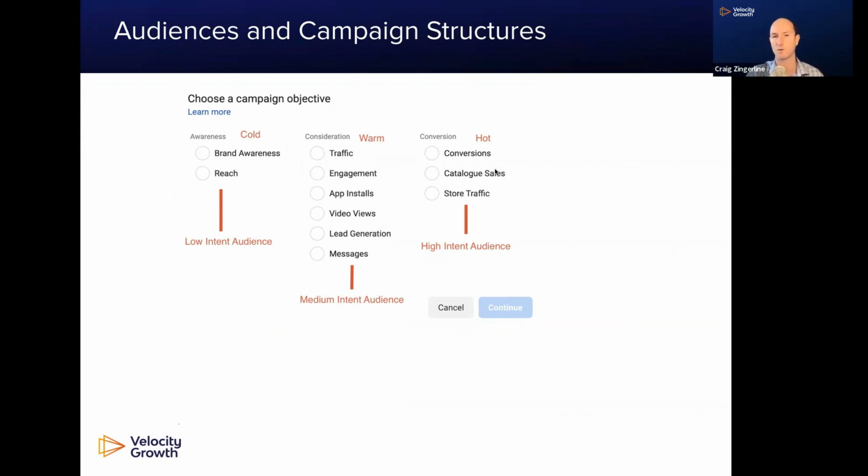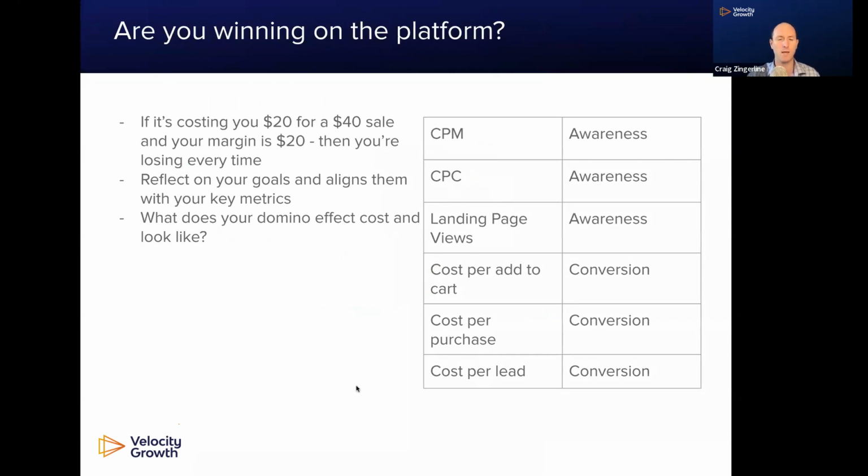So if you start with a conversion-based campaign, you almost guarantee yourself that you've got the highest intent audience. You may pay a little bit more for that audience on a unit basis or at some kind of scale, but the quality should be high enough where you'll get a return on your investment. And then you need to be really objective. Are you winning on the platform? So if it's costing you $20 for a $40 sale and your margin is $20, you're basically losing money every time. So look at your goals, and try to align the platform to your goal and metric.